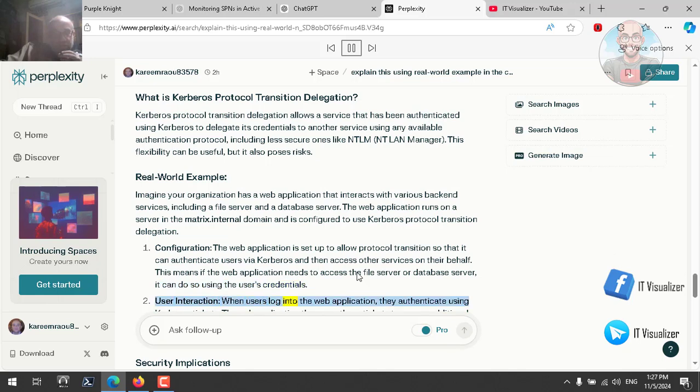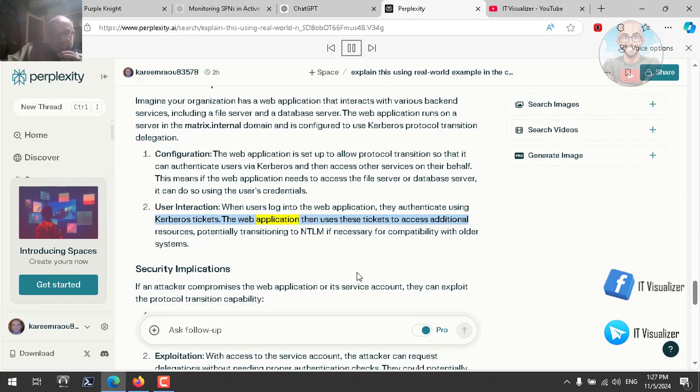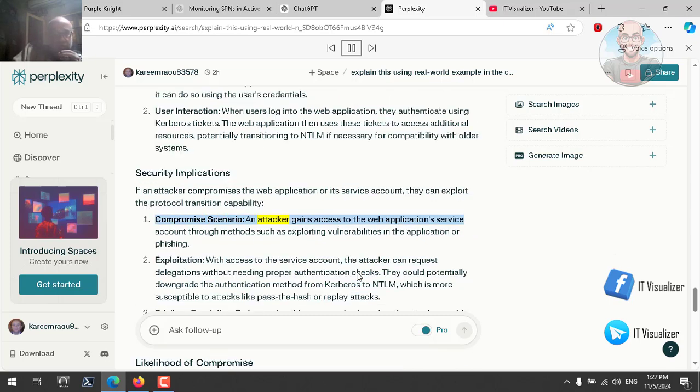User interaction. When users log into the web application, they authenticate using Kerberos tickets. The web application then uses these tickets to access additional resources, potentially transitioning to NTLM if necessary for compatibility with older systems. Security implications. If an attacker compromises the web application or its service account, they can exploit the protocol transition capability. Compromise scenario. An attacker gains access to the web application service account through methods such as exploiting vulnerabilities in the application or phishing.